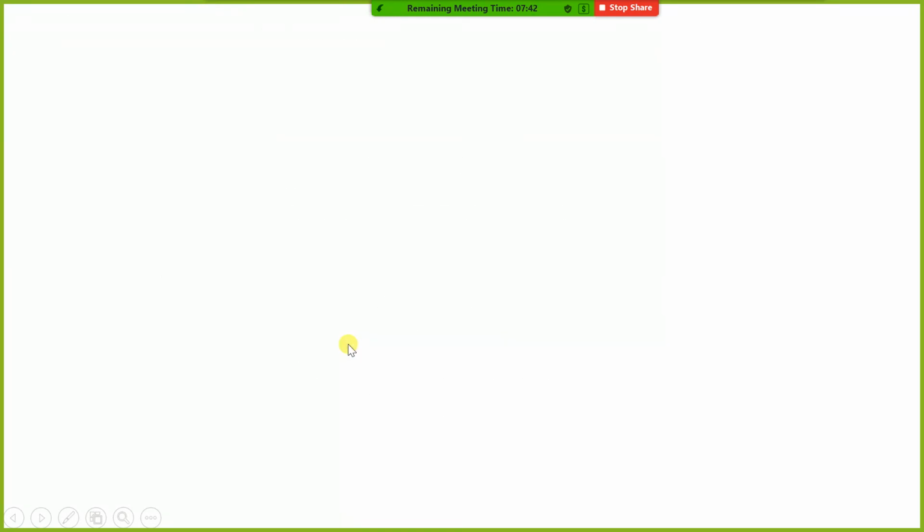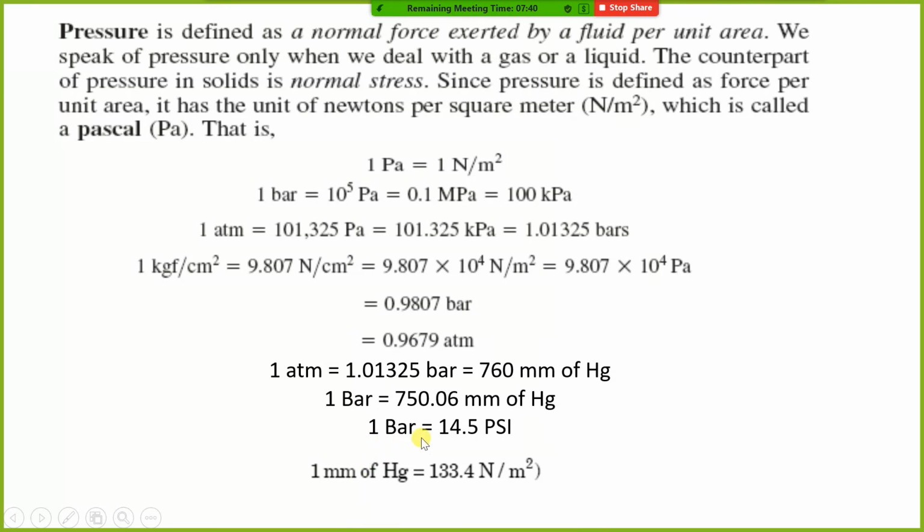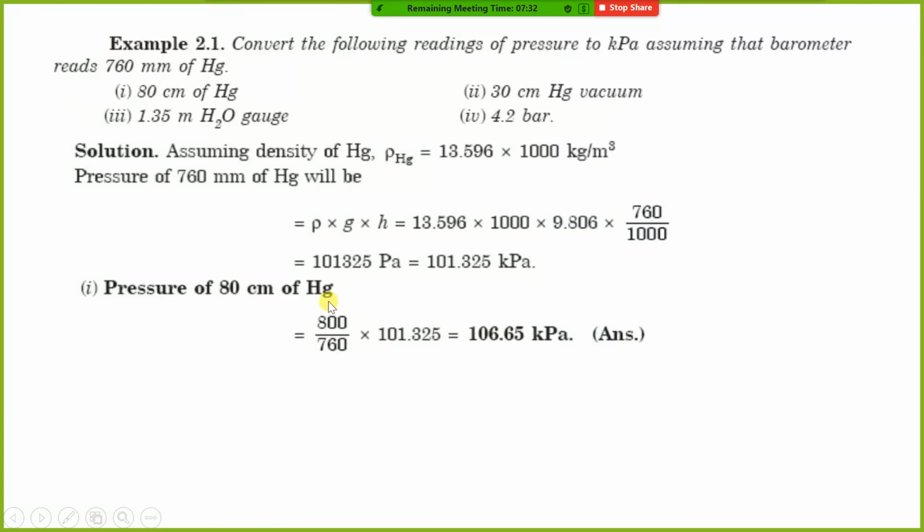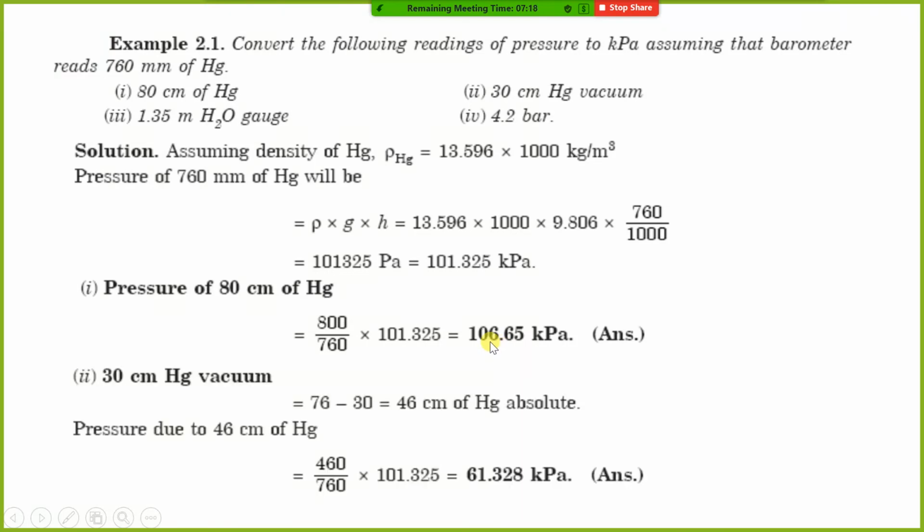I have already told you that 1 bar is equal to 750 mm of Hg. If you divide this value by 750, you will get it in bar directly. It means it is 10 to the power 5 Pascal or 10 to the power 2 kilopascal.